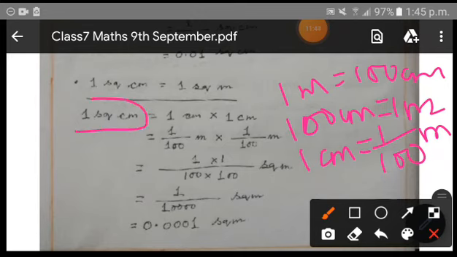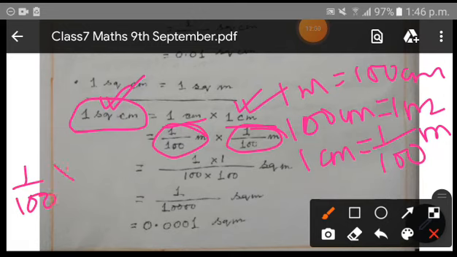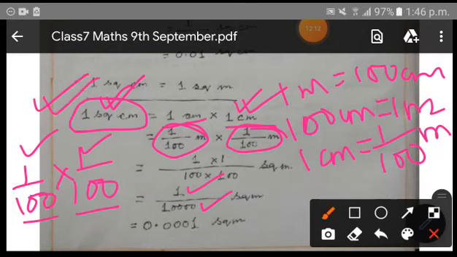Now here you have 1 square centimeter. Square centimeter means you write 1 centimeter into 1 centimeter. Now 1 centimeter means 1 by 100 meter, and again you have 1 centimeter, so you write 1 by 100 meter. Now multiply 1 by 100 with 1 by 100: 1 into 1 is 1, and 100 into 100 means 10,000. So you have 1 by 10,000 square meter. Finally, 1 square centimeter equals 1 by 10,000 square meter.